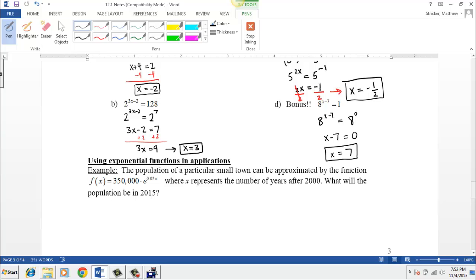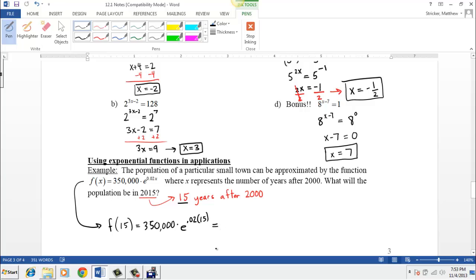Well, the key to that is we got to know that 2015 is 15 years after what year? The year 2000. Which means if I want to figure out the population in 2015, I need to know what f of 15 is. And we're just plugging in. This is 350,000 times e to the 0.02 times 15.